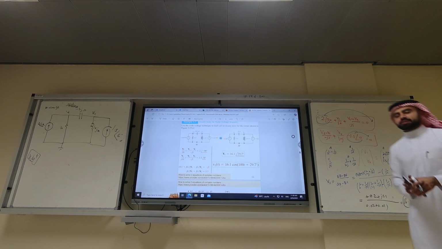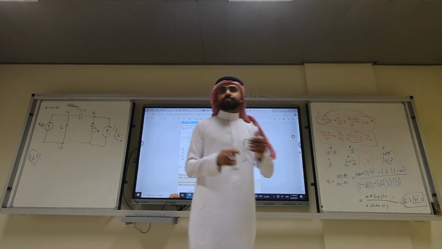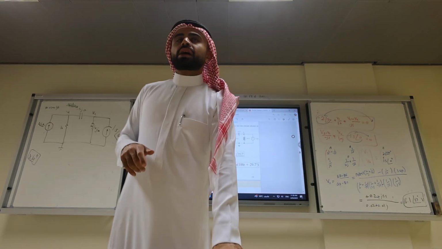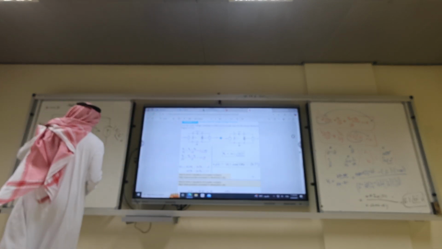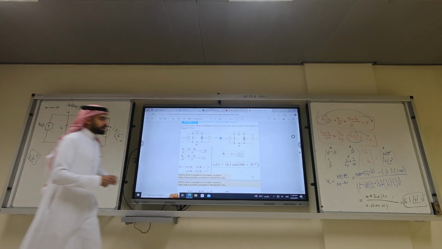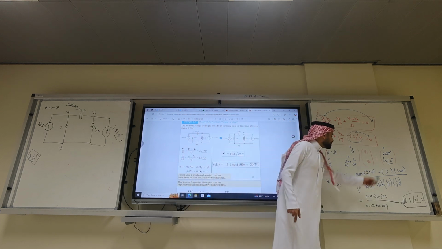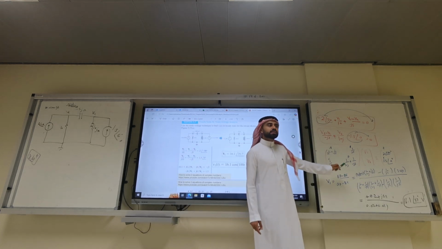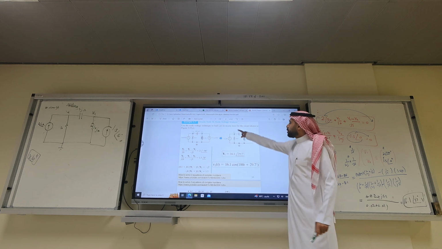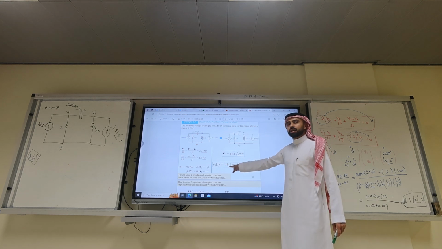We finally match the answer. Get it? Couple of mistakes I have done. I forgot the minus 90. I forgot the 1 over 10j. But everything else works. Note that the question only asks about V1, so no need to calculate V2.